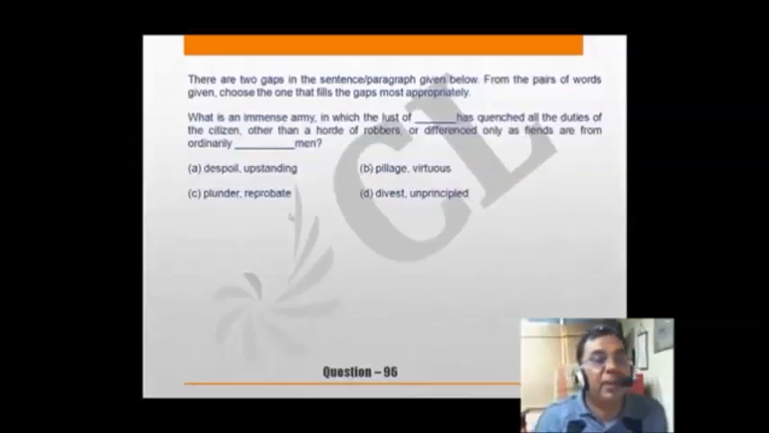What is an immense army in which the lust of despoil? No, spoils. So the first one is wrong. Pillage, yes. Plunder, yes. The lust of divest, wrong. So either this or this, because they offer more than a hoarder are fiends of ordinarily virtuous. Ordinary cannot go with virtuous. So this goes and this answer comes.